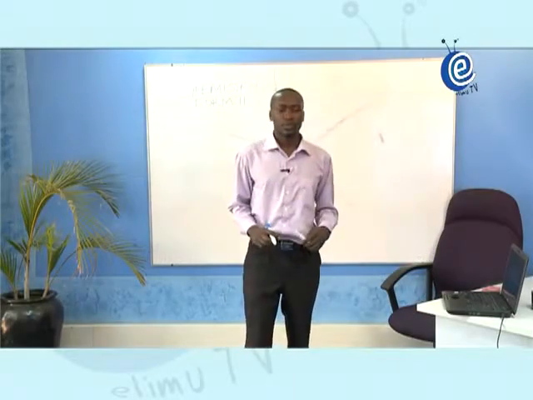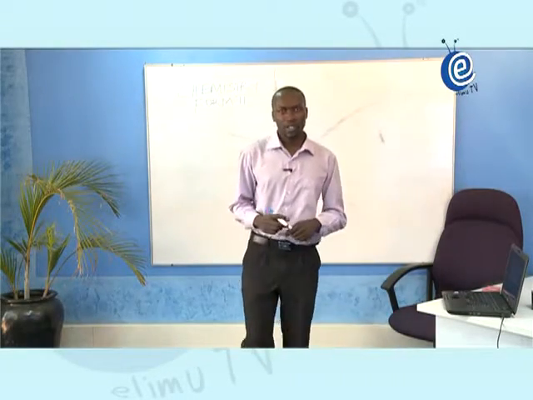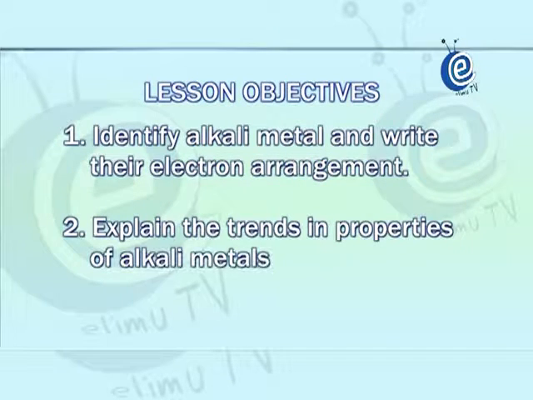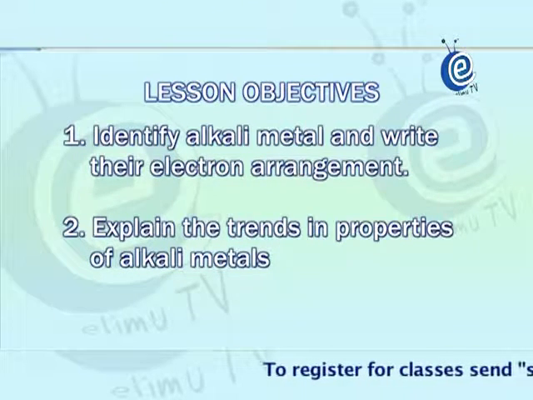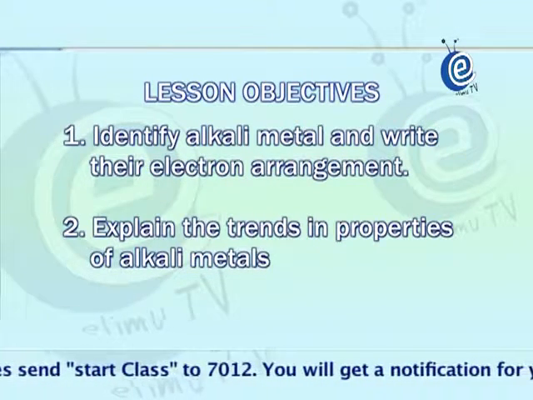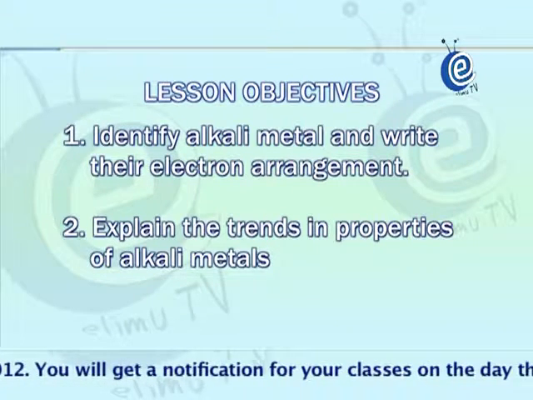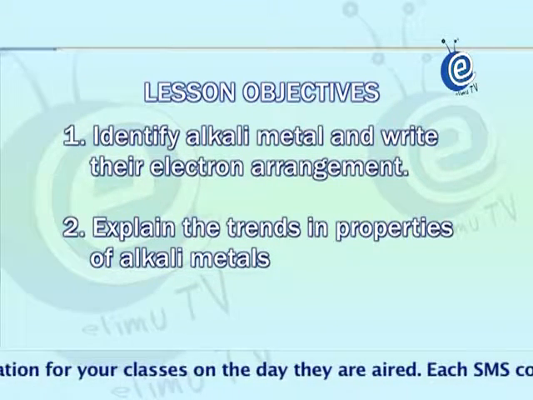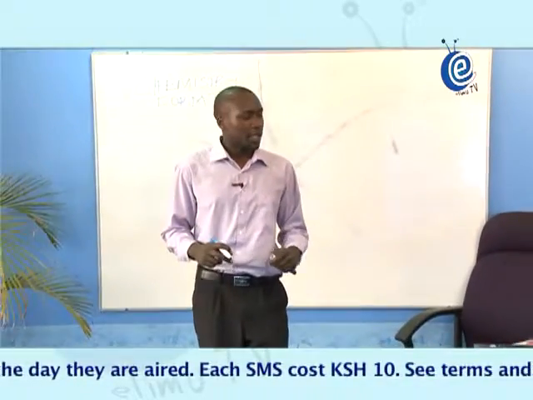So before we continue, I want us basically to know the objectives of the lesson. By the end of this lesson, you should be able to do the following. First of all, you should be able to identify the alkali metals and write their electron arrangement. And then, number two, you should be able to explain the trends in the properties of the alkali metals. And then you'll be capturing these things as you go throughout the lesson.